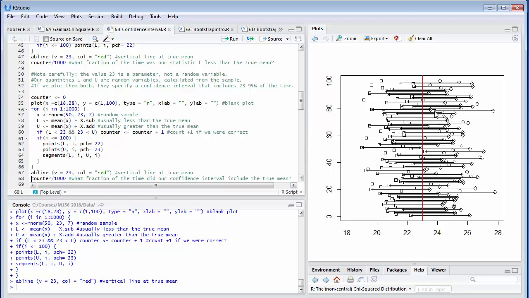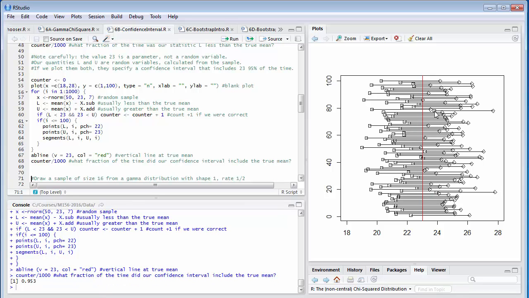Our goal was to get the true value 23 lying within the confidence interval 95% of the time. How did we do? Pretty well. 953 times out of 1,000 we picked a confidence interval that included the true value of the parameter.